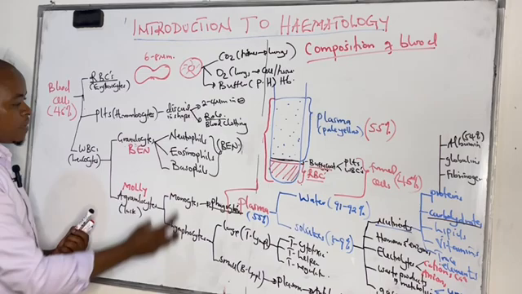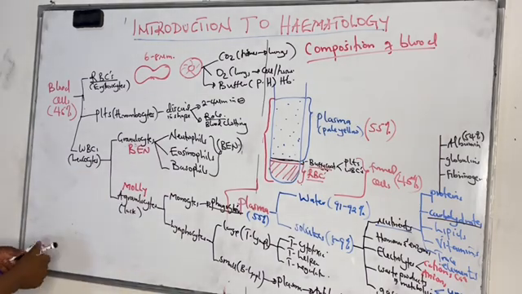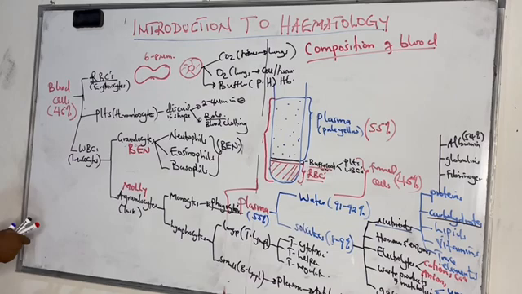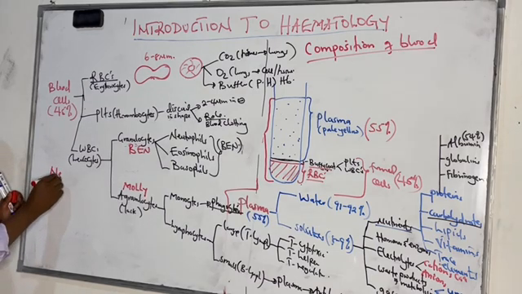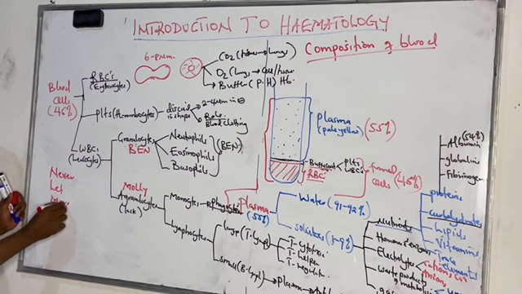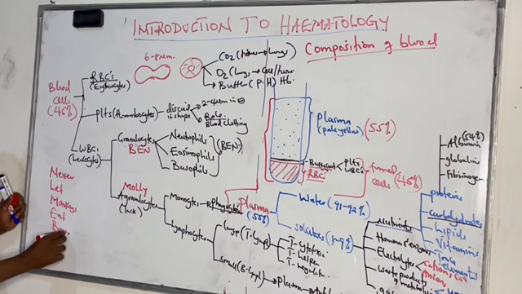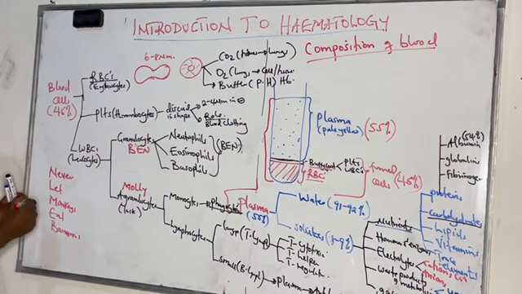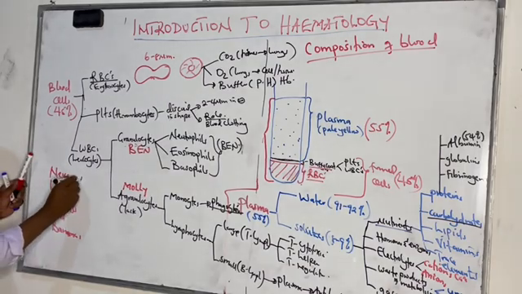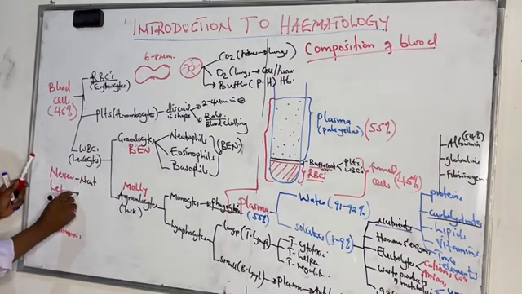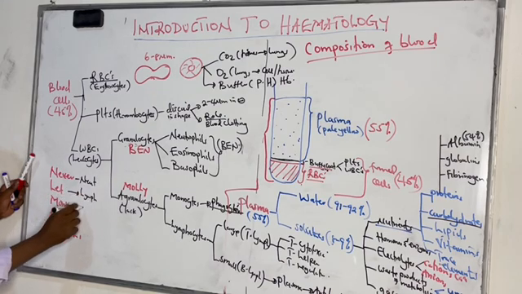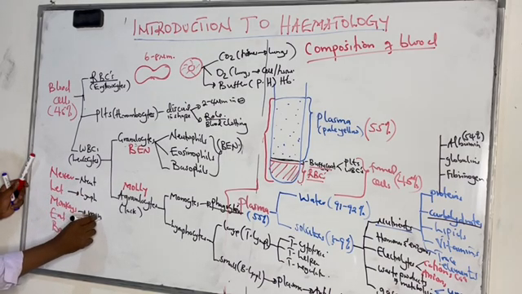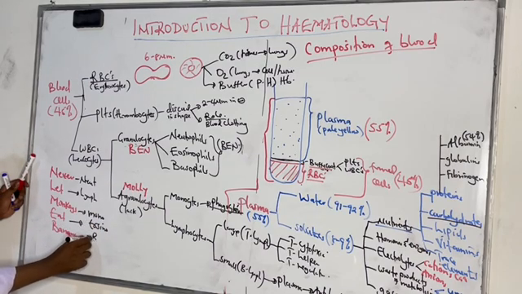And to always remember their percentages in circulation, we remember a mnemonic whereby we say, never let monkeys eat bananas. Never stands for neutrophils, let stands for lymphocytes, monkeys is monocytes, then eat is eosinophils, then bananas is basophils.